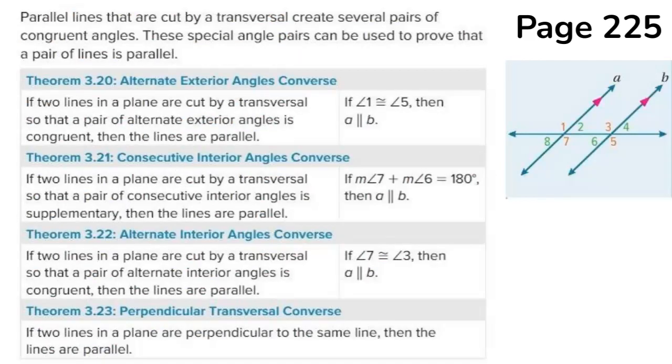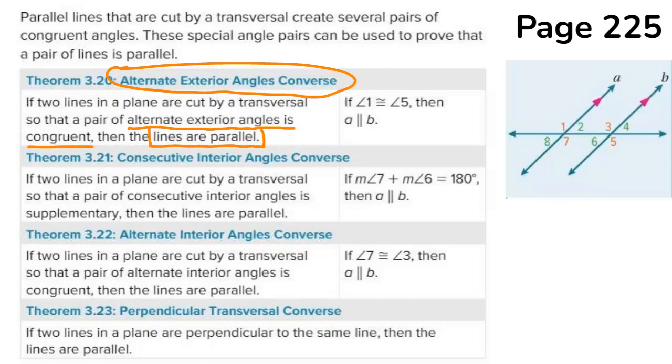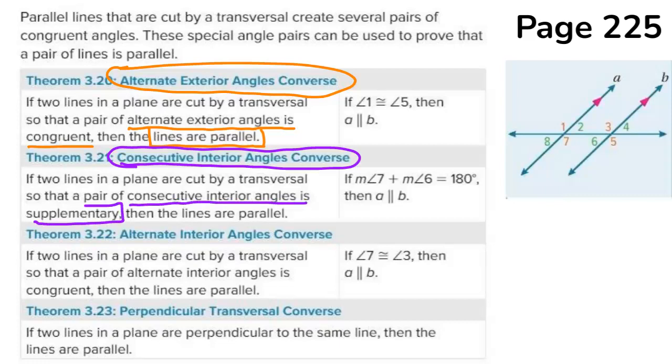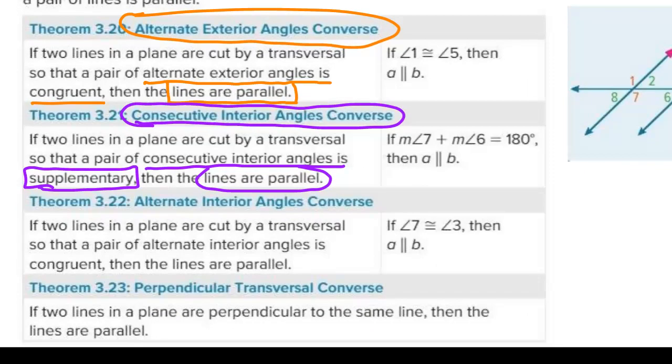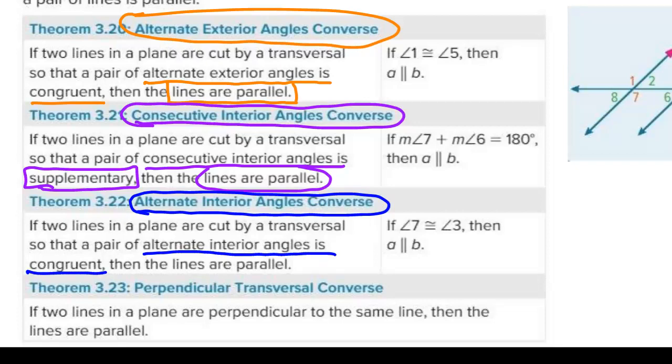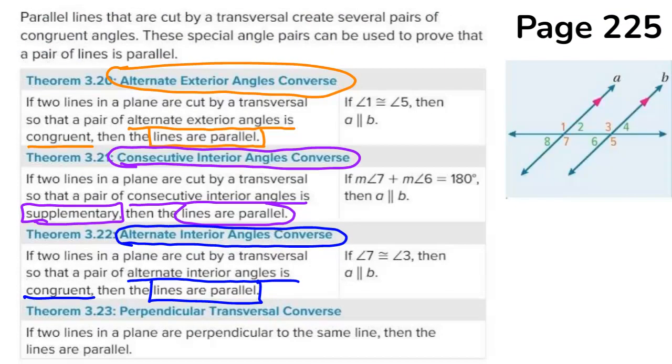We also have an alternate exterior angles converse, which says if my alternate exterior angles are congruent, then my lines are parallel. We have consecutive interior angles converse, which says that if my consecutive interior angles are supplementary, then the lines are parallel. And then we also have our alternate interior angles converse. So if my alternate interior angles are congruent, then the lines are parallel.